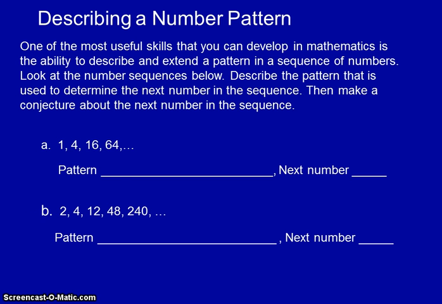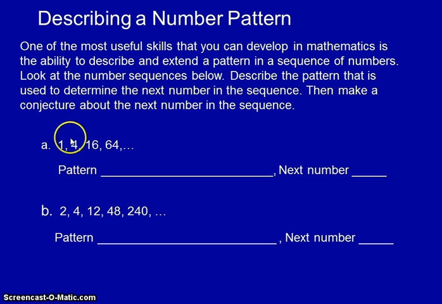So for this, we have to look and see how these are changing. They're going up. So let's see if we can do it with addition. If we add something to 1, we would have to add 3 to 1 to get 4. And then to get to 16, we would have to add 12. To get 64, we would have to add 48. So there might be a pattern there, but it's not the easiest one we could find.